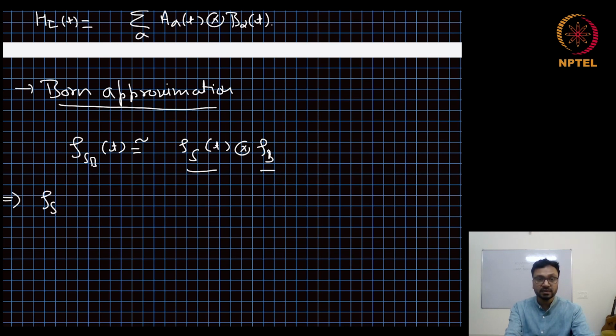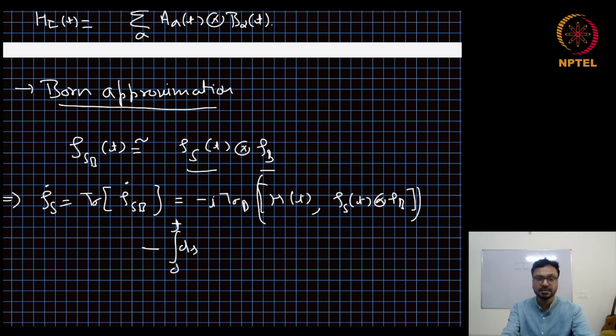This implies that rho_s dot, which is the trace over the bath of rho_sb dot, the time derivative of rho_sb, will be minus i trace over bath [H_t, rho_s(t) tensor rho_b] (we are suppressing the subscript I), minus integral from 0 to t ds of [H_t, [H_s, rho_s(s) tensor rho_b]].